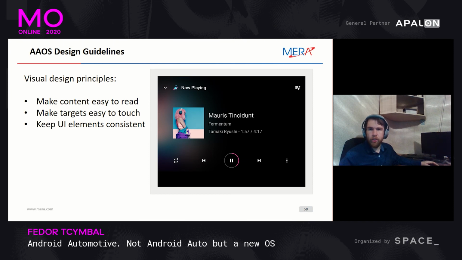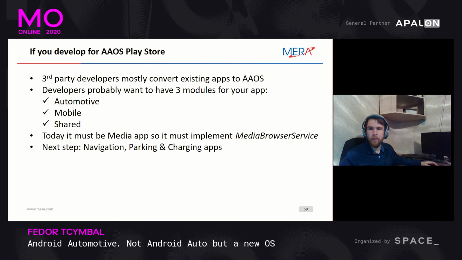Now, let's say you are the second type of developer, so Play Store. Mostly the idea right now is that you probably already have some app for mobile and you just want to convert it to automotive. Or you develop a new app and you want it to be available on mobile and on automotive. There's a guideline which describes how you do that by having two modules in your app. You have a shared module with logic, a mobile module with mobile-specific UI, and an automotive module with automotive-specific UI. This is very basic, and I'm not going to go into details here.